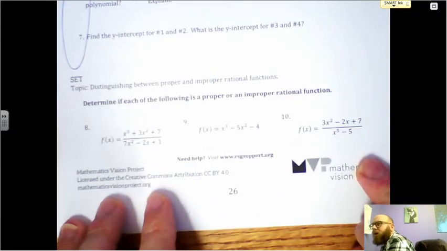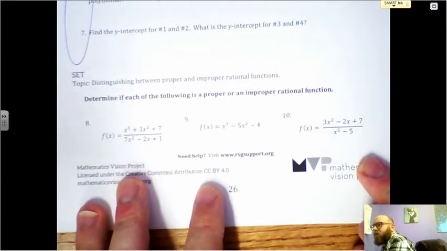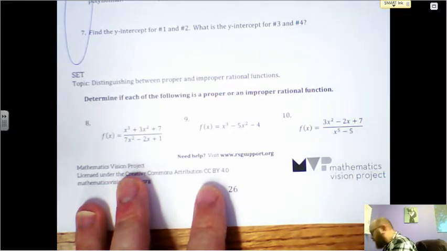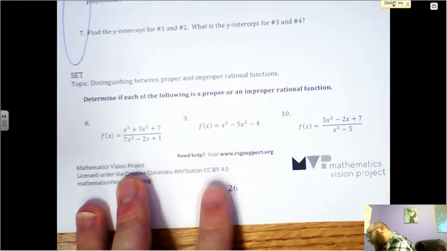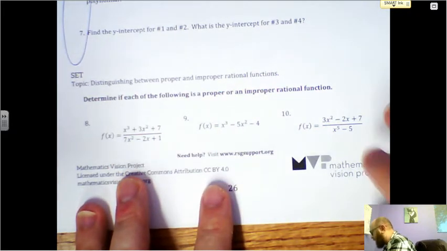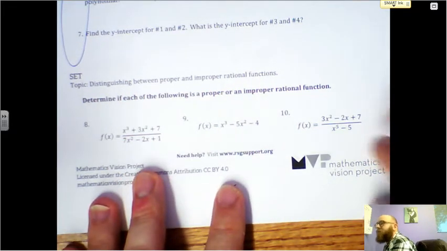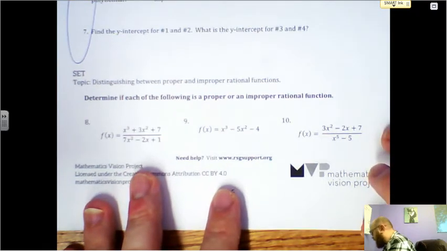Now the set piece is asking us about whether or not a rational function is proper or improper. So we need to think about what an improper and proper fraction are. And the definition of it is pretty simple.